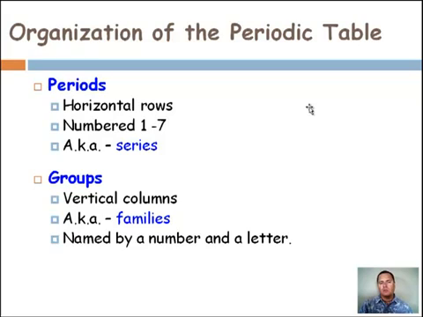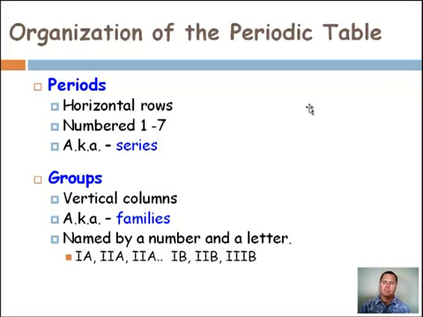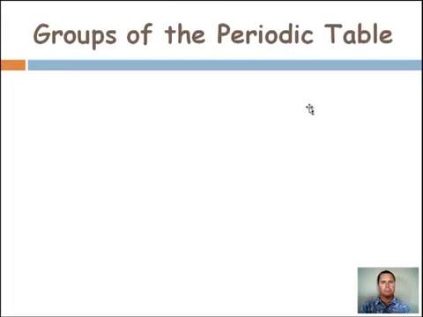These groups are named by a number and a letter. For example, we have 1A, 2A, 3A, 4A, all the way up to 7A, or we'll have the B's, 1B, 2B, 3B, and so on. And depending on what your periodic table looks like, you may or may not see this organization. Some of them just label them 1, 2, 3, 4, 5, 6, 7. It varies depending on what periodic table you're using.